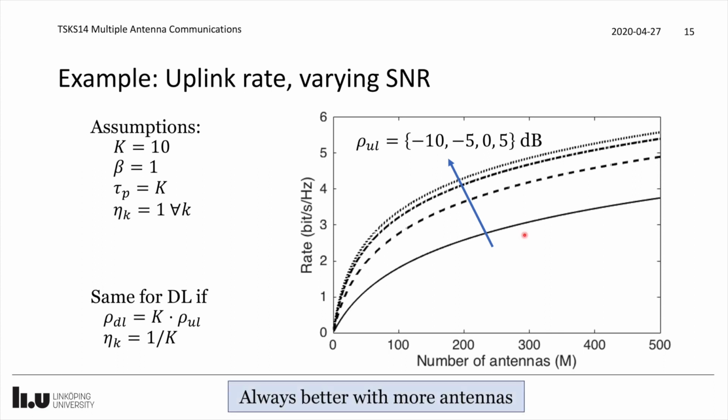So it's always better to have more antennas, but in particular when we have a small number of antennas and increase it, then we are seeing large gains. So up to 100 or 200 antennas, that is when we can expect the largest gains in the system.